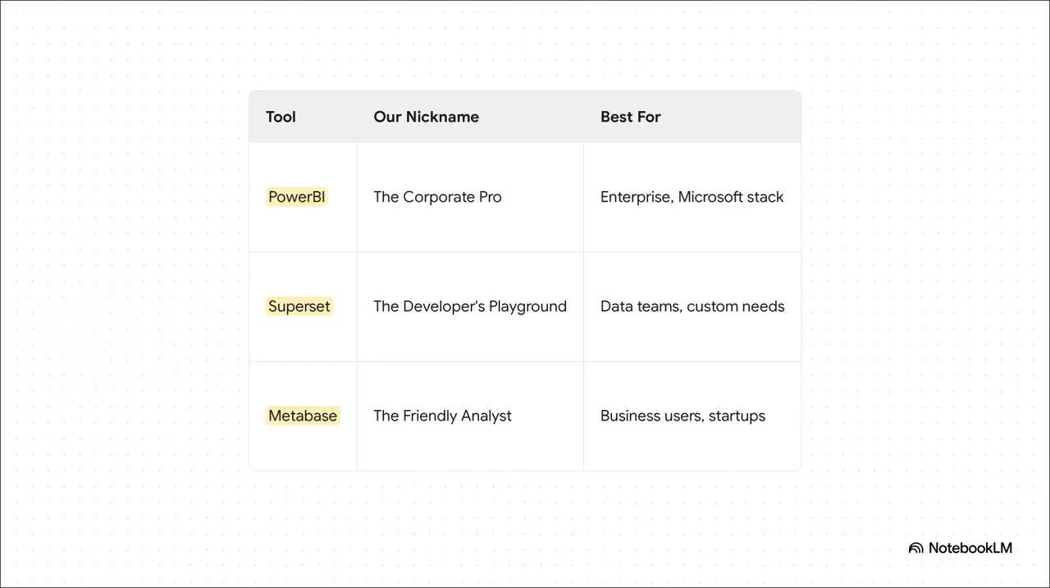First up is Power BI. We're calling it the Corporate Pro. It's built for big enterprise teams, and it's deeply, deeply integrated into the whole Microsoft world. Next is Superset, the developer's playground. This one's open source, it's super flexible, and it's basically perfect for data teams who want to build custom solutions from scratch. And finally, we have Metabase, the friendly analyst. It's designed from the ground up to be simple, intuitive, and to give data powers to everyone in the company, not just the data experts.